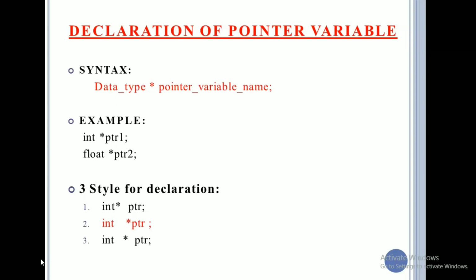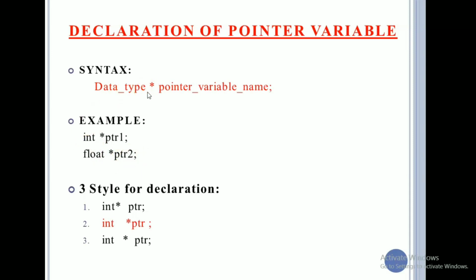The syntax will be the data type, then the asterisk symbol, then the pointer variable name. For example, here I have given the data type as integer, then the asterisk symbol, and then the pointer variable. In the same way, float is a data type, then the asterisk symbol, and then ptr2. So ptr1 and ptr2 are just pointer variable names. This is the method for declaration of a pointer variable.